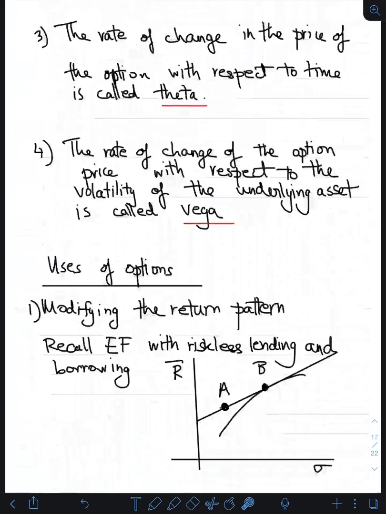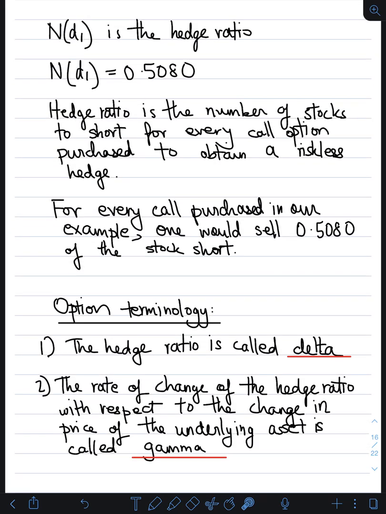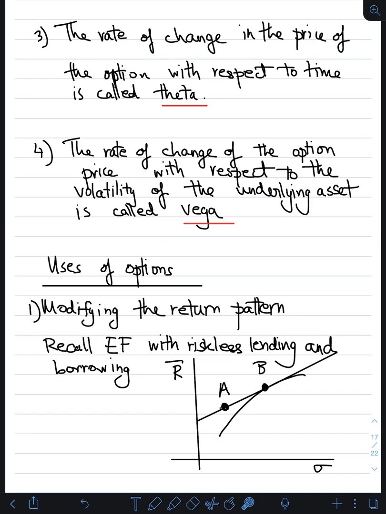Now, the rate of change in the price of the option with respect to time, with respect to how much time is left to maturity, that value is called theta. Okay, and the rate of change of the option price with respect to the volatility of the underlying asset, which means how much standard deviation that underlying asset has, that is called vega. Okay, so we have 4 option Greeks. There's delta, there's gamma, there's theta, and there's vega.